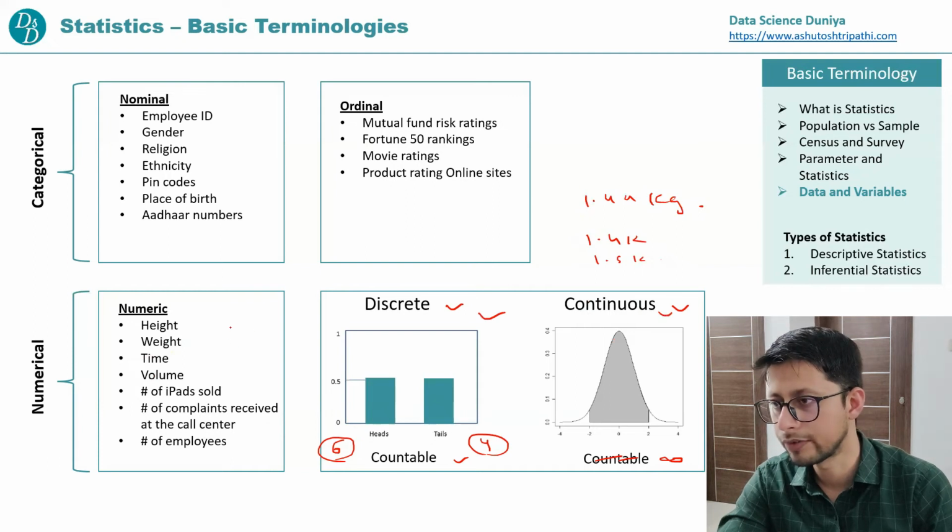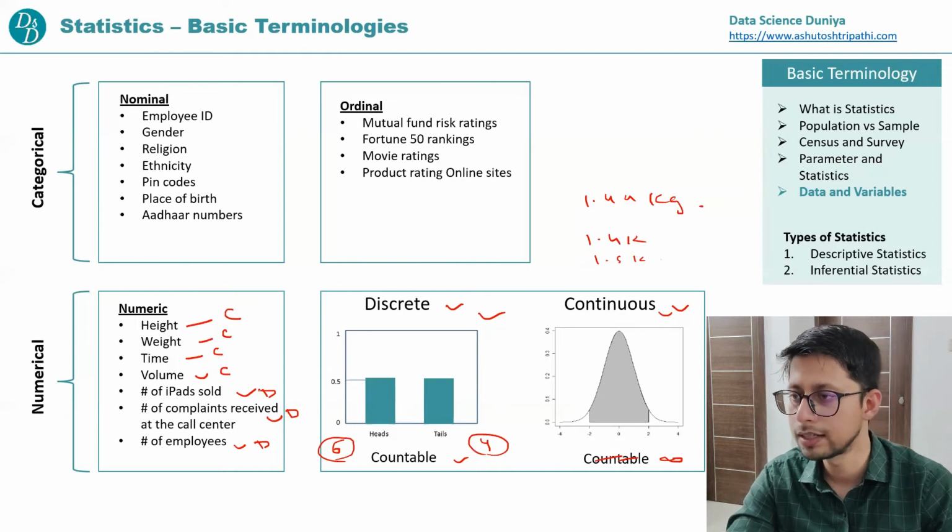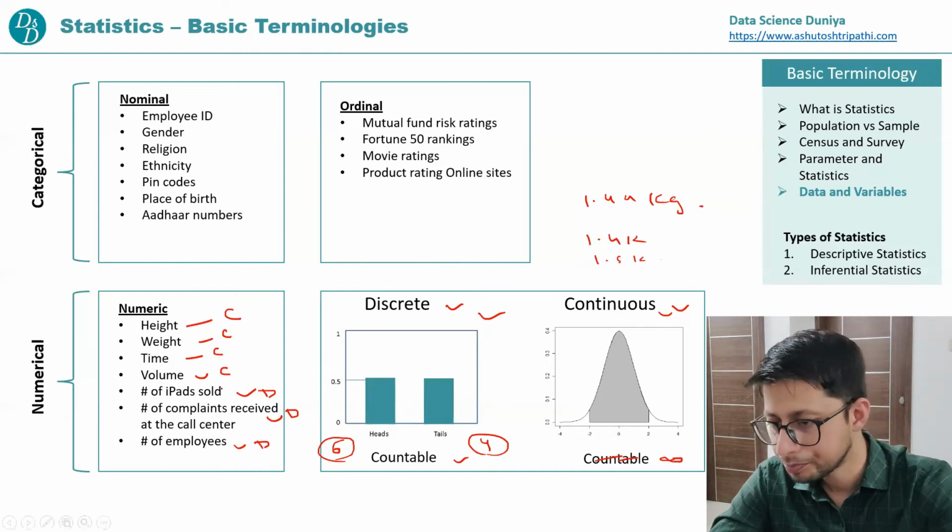So for example, if you bifurcate these things into discrete and continuous: number of iPads sold, you can count, right. This will become discrete. And number of complaints received, this is again discrete, and number of employees, this is again a discrete variable. Then volume, you cannot count, right, so this will be continuous. Time, this depends on how you have written it, but mostly it will be continuous. Weight is continuous, height is continuous, right. So these all are continuous variables, and these are discrete variables.